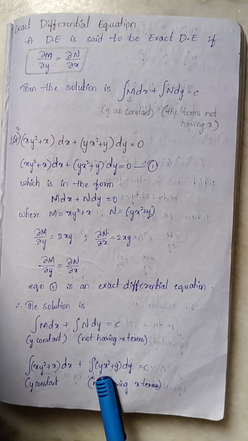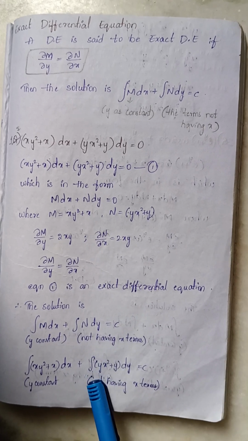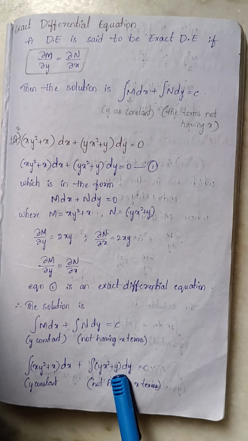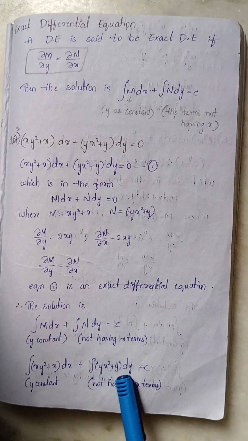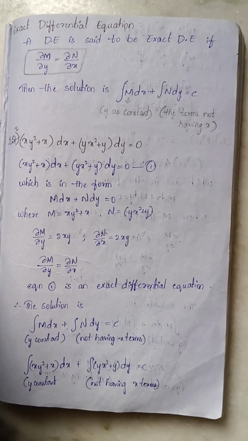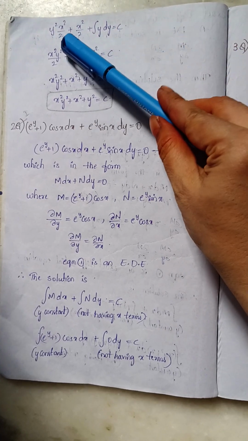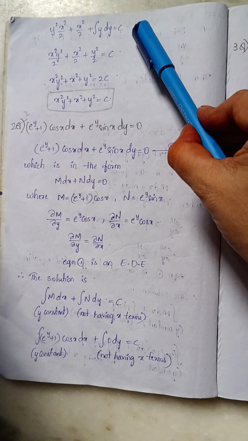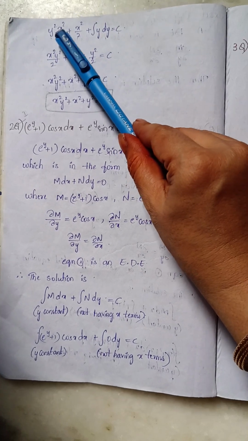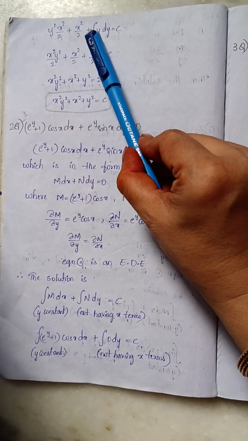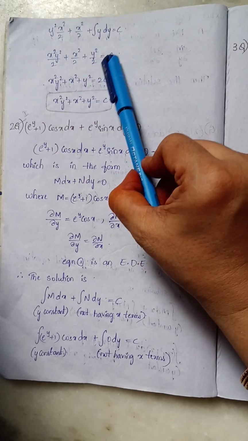In the first term it has x, so we should not take this term. Here it is not having an x term. That's why we only take the integration of y dy. So integration of y dy equals c. Now here integration of x is x square by 2. Similarly, for the second term, integration of y means y square by 2, equal to c.